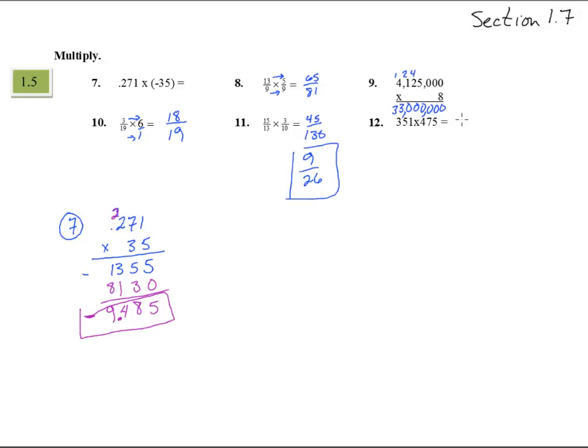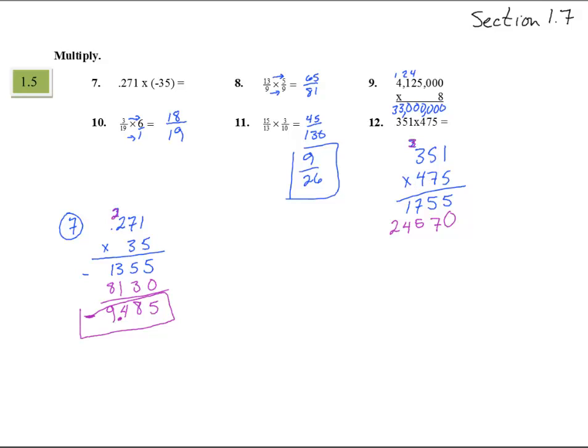Number 12, 351 times 475. 5 times 1 is 5. 5 times 5 is 25. 5 times 3 is 15, plus 2 is 17. Now, let's do the 7 in a different color. Put a 0 down there because that's not a 7, that's a 70. 7 times 1 is 7. 7 times 5 is 35. And 7 times 3 is 21, plus 3 is 24.